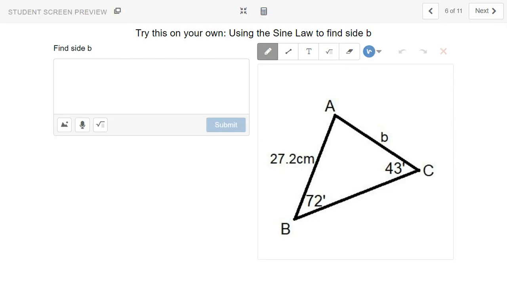Now, one question that's often asked is, how do I know whether to use the sine law or the cosine law? Well, let's go back to cosine law. Remember yesterday we said that with cosine law, we can find a side if I had a side angle side sandwich.